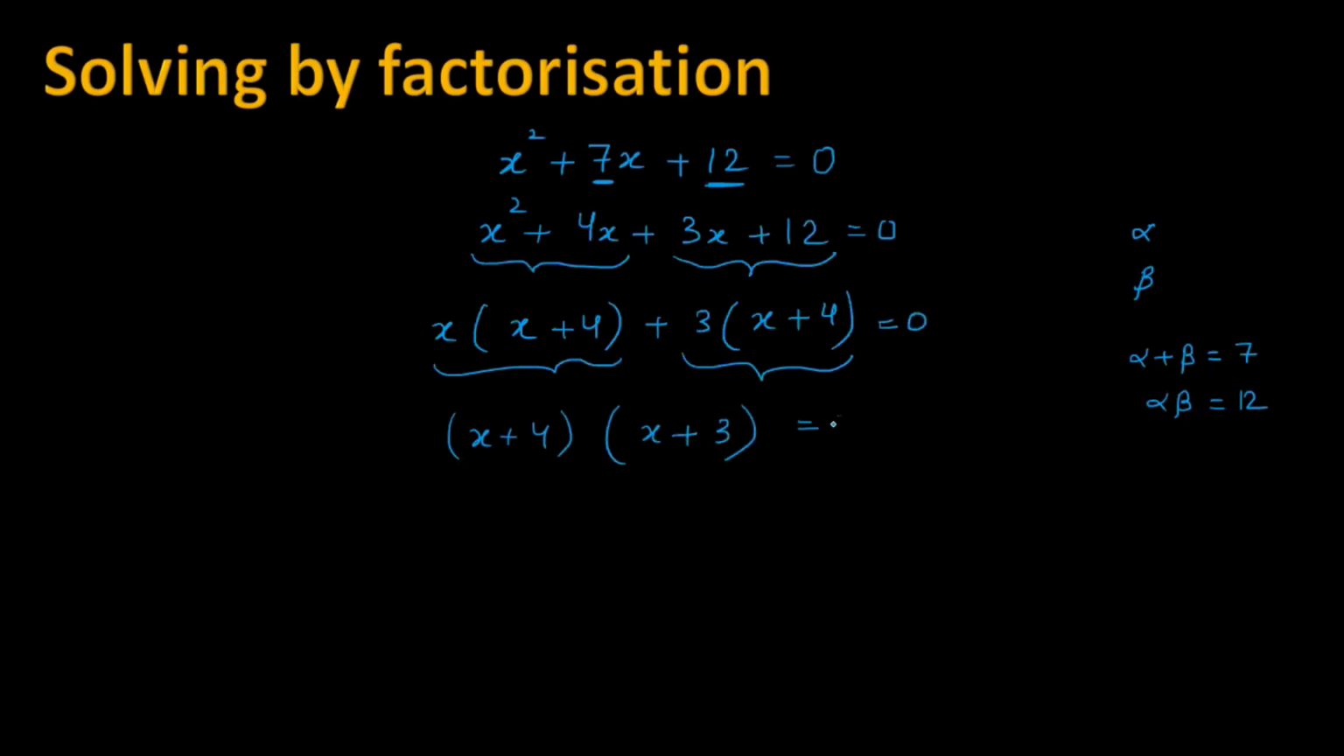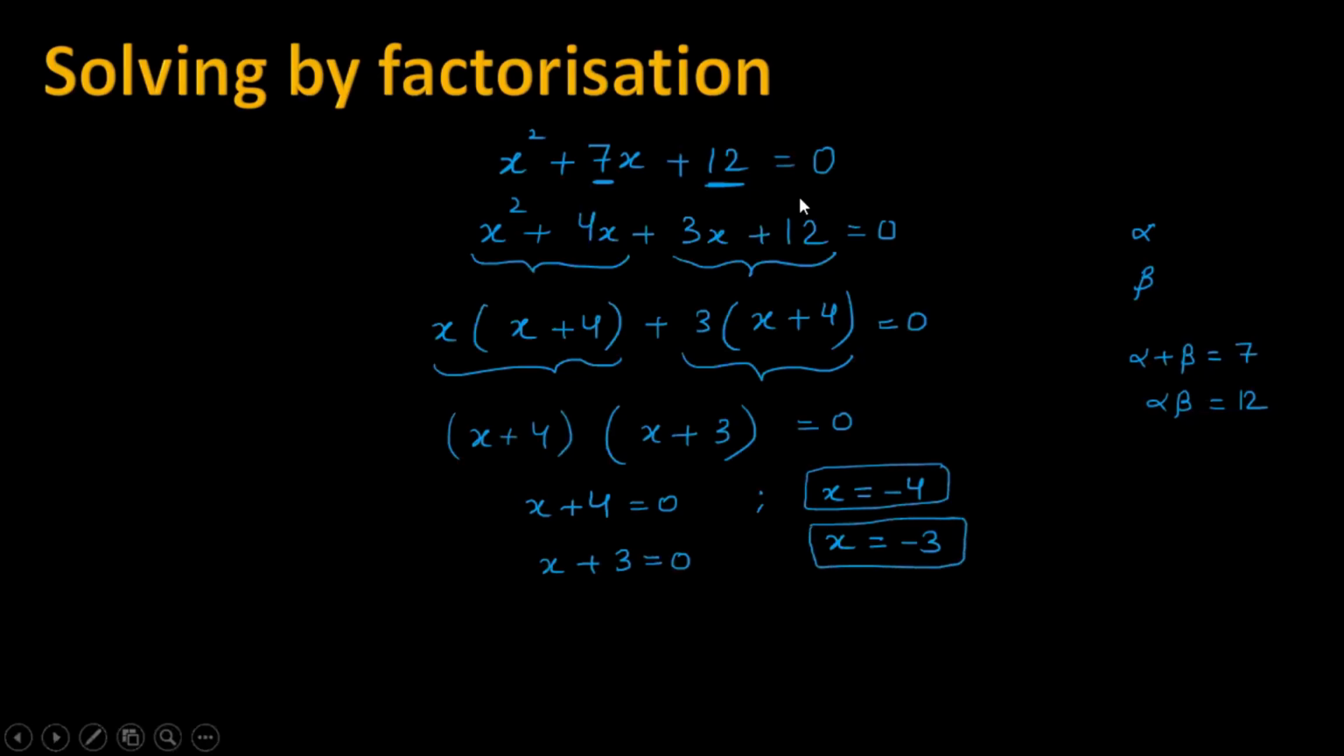equals 0. So that means that x plus 4 could be 0 or x plus 3 could be 0, which gives you x equals minus 4 and x equals minus 3. So these are the two possible values of x, such that the quadratic equation will give you 0. So this is how you solve a quadratic equation by factorization.